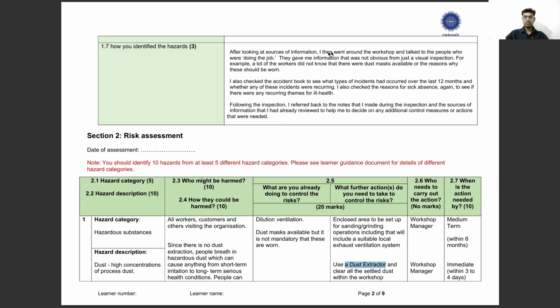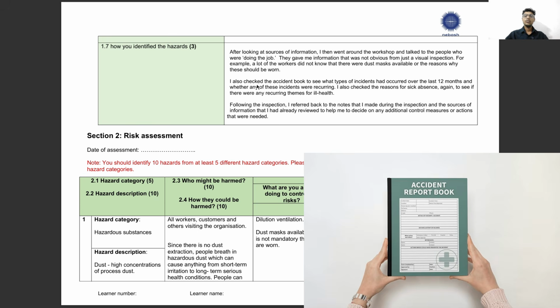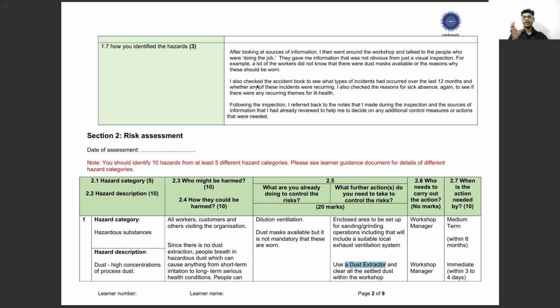And when this happens, I also check the accident book to see what type of incidents had occurred over the last 12 months. So we have the accident register, or the accident book. In that accident book, we check what types of incidents have happened in the last 12 months. When you see a document, you should look at the last 12 months, not 3 or 6 months. The perfect time is the last 1 year or 12 months. You should check the documents.